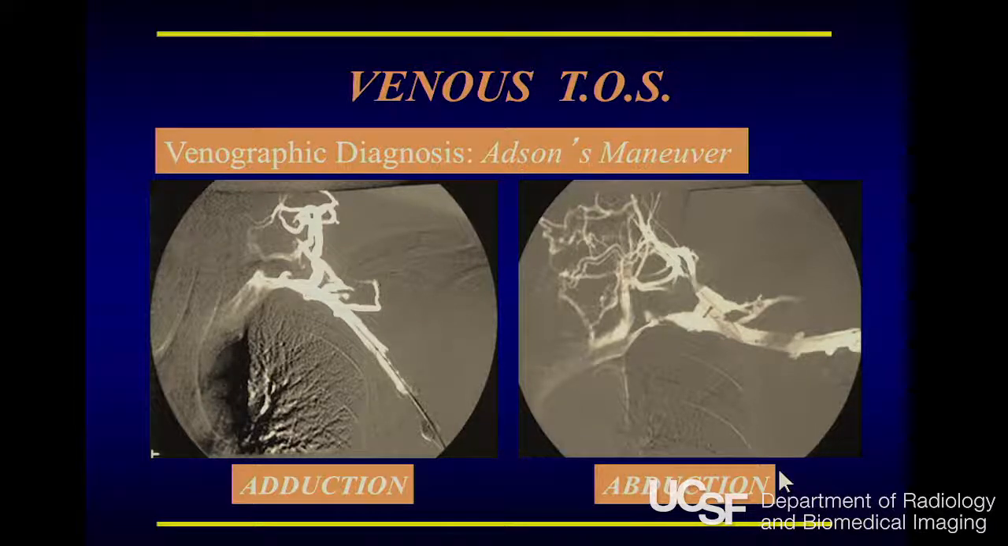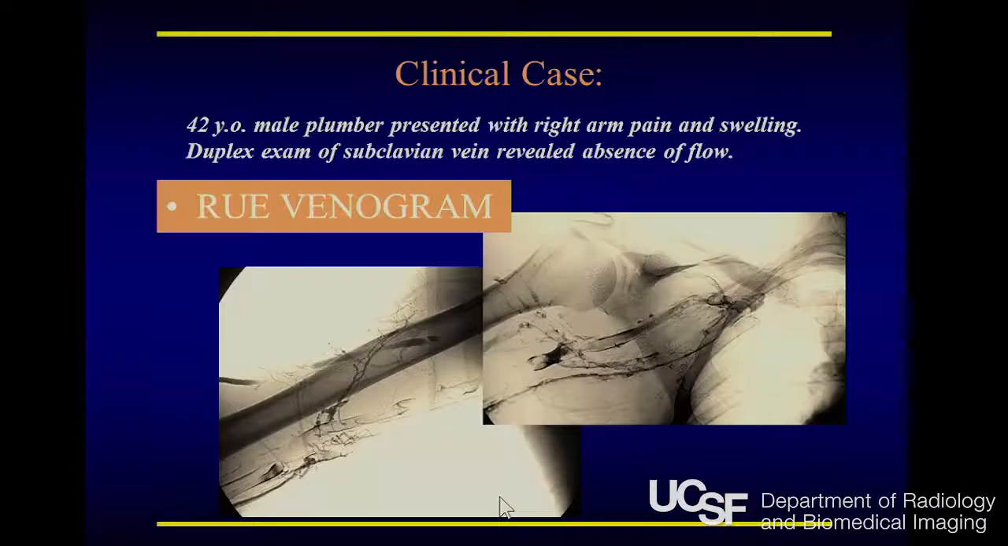So we can diagnose thoracic outlet syndrome with something called the Adson's maneuver, which is a venographic maneuver. And essentially, here's an example of that maneuver being done. Here's the patient with subclavian vein narrowing. You can see some collaterals going around it already. And this is with the arm in neutral position or adducted. When you abduct the arm, raise it above your head and turn your head away from the affected side, we see marked compression of the subclavian vein and even more collaterals forming here. So this would be a positive Adson's maneuver indicative of venous thoracic outlet syndrome.